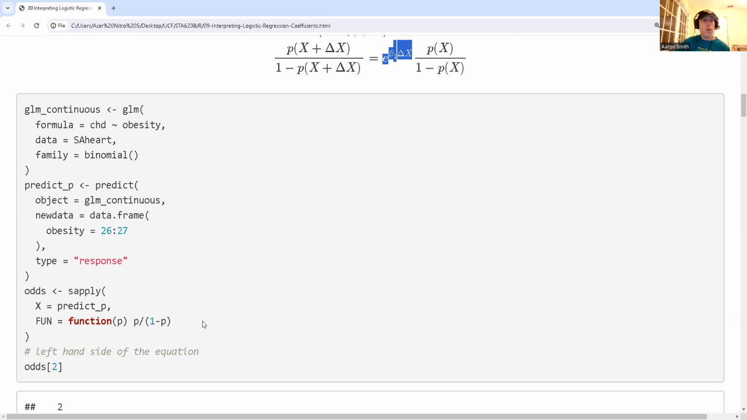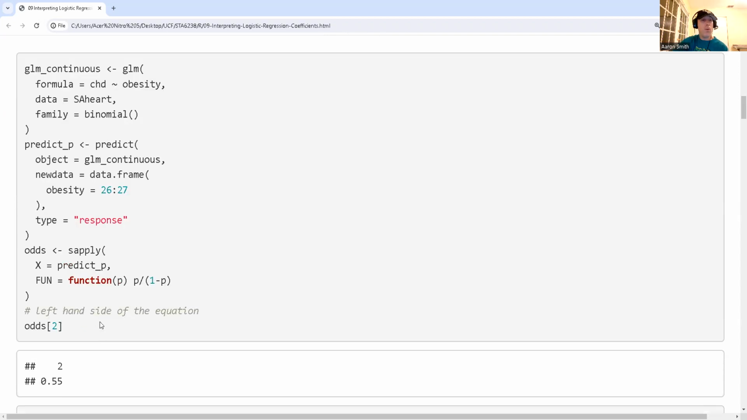All right, so here, what I'm going to do is calculate my odds. I went through and built my model, and for the predictions, I'm going to have obesity at 26 and 27. I want to see how things change if obesity increases by 1, going from 26 to 27.